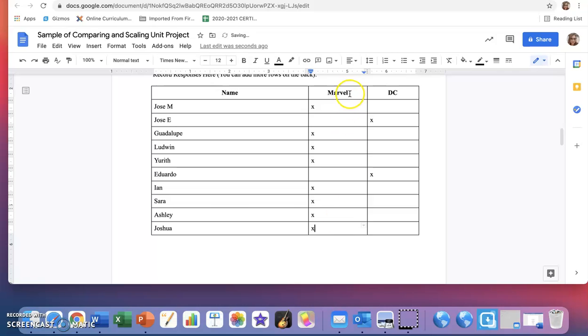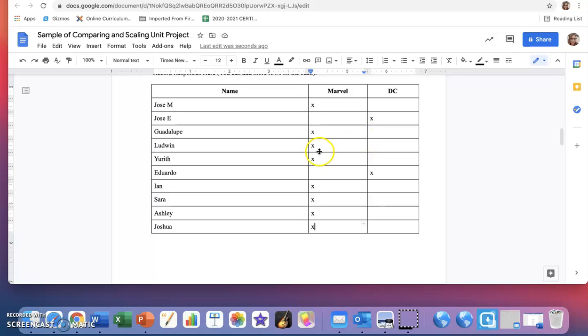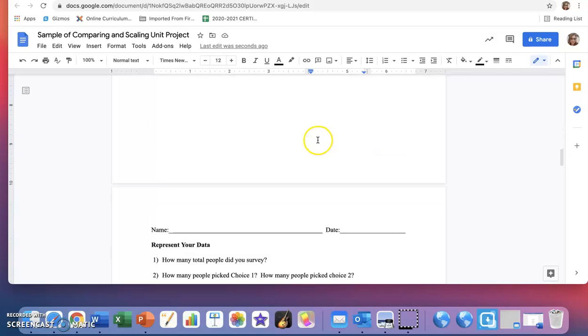Okay, so now I could see, hey, you know what? 1, 2, 3, 4, 5, 6, 7, 8. 8 kids chose marble, and then I have 2 kids that chose DC. Now, this is the first part. Now you go to the second part.